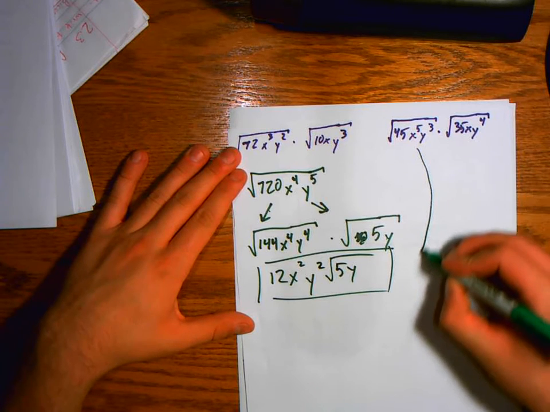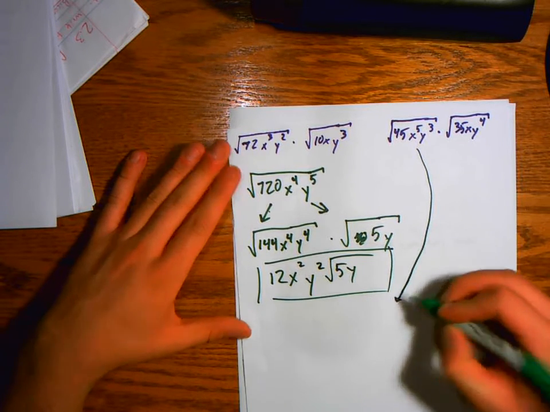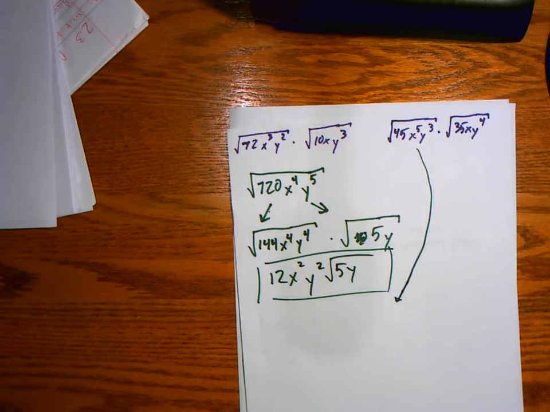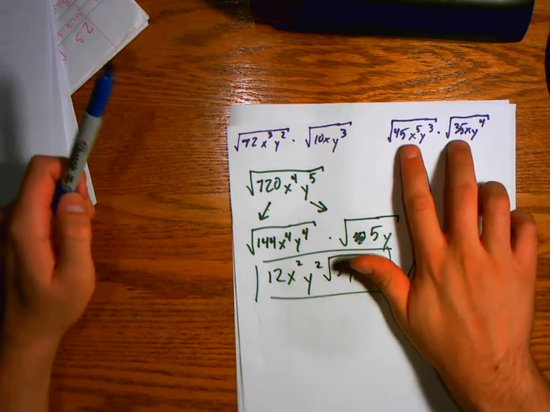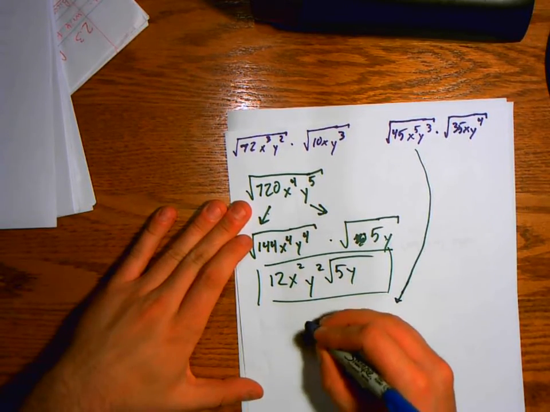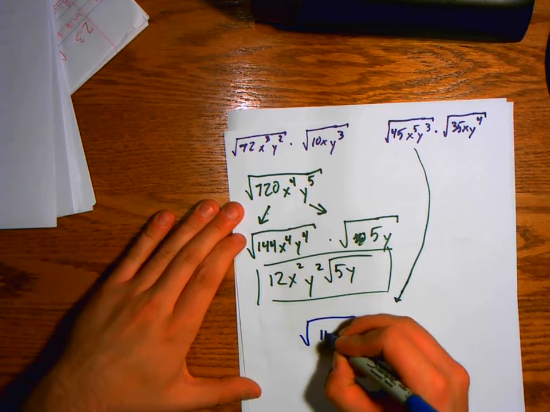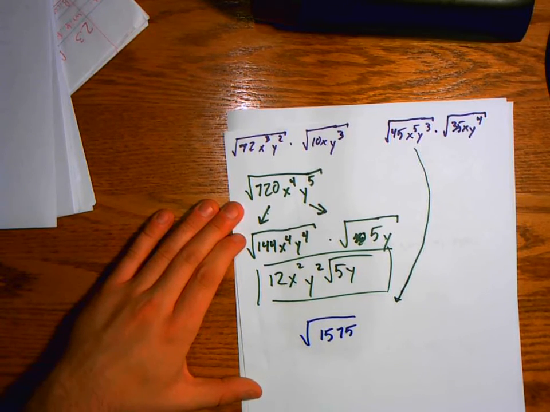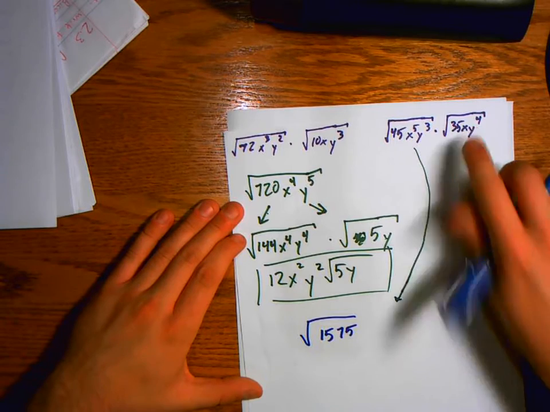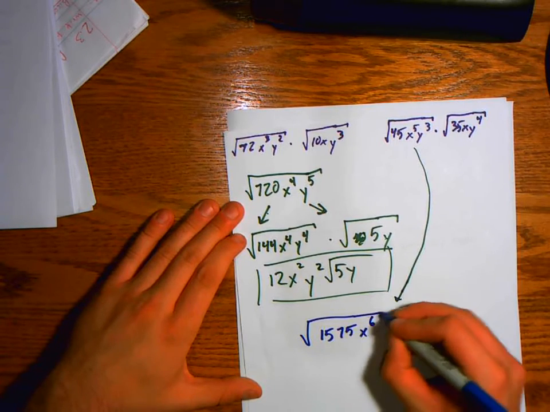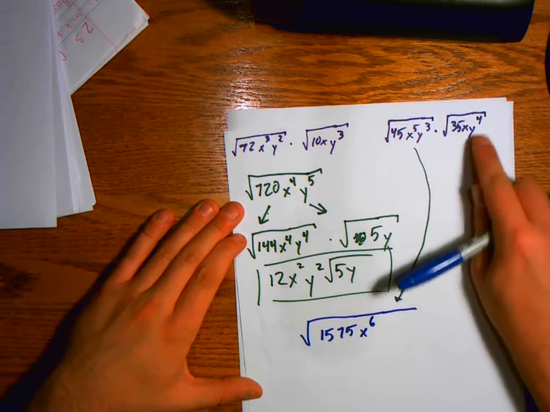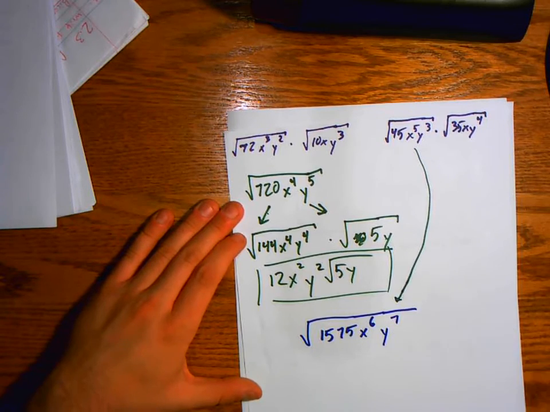Alright, and since I've run out of room, I'm going to move this problem down here, and I will change colors. Alright, multiplying these two numbers together, 45 times 35 gives us 1,575. 5x's plus 1x is 6x's, and 3y's plus 4y's is 7y's.